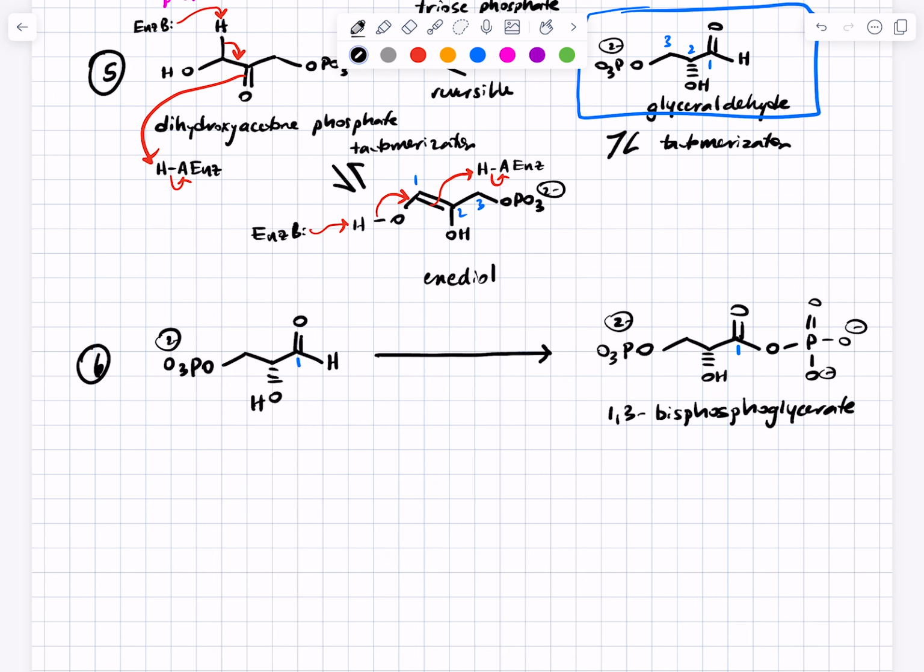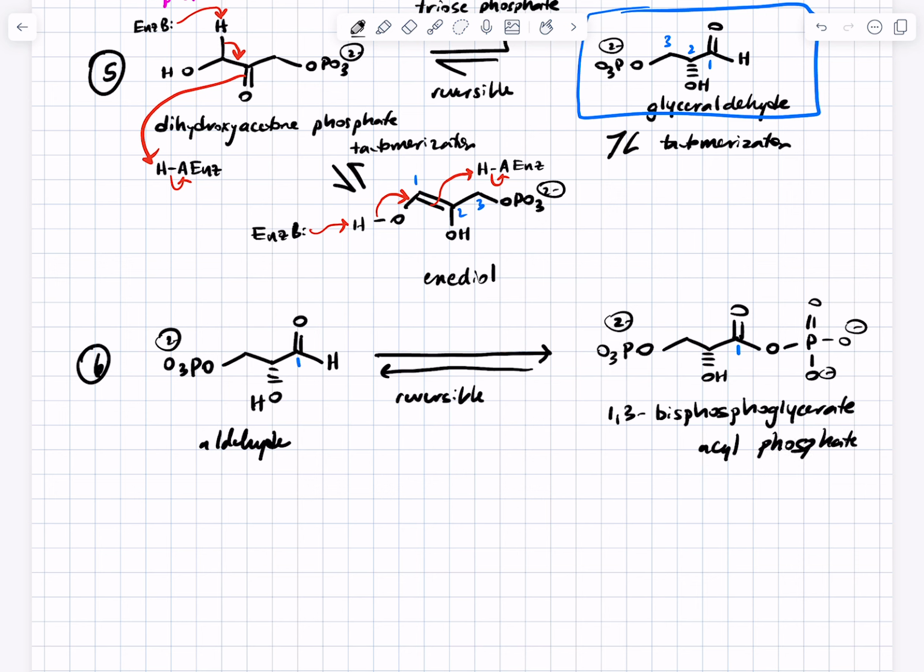Nevertheless, you're going to see that this reaction is reversible, which is fascinating, but makes sense because we're converting a reactivity level 1 group, an aldehyde, to an acyl phosphate, also reactivity level 1. So even though we're oxidizing, it's just transferring one reactive functional group into another, and so it's not a massive change in energy.